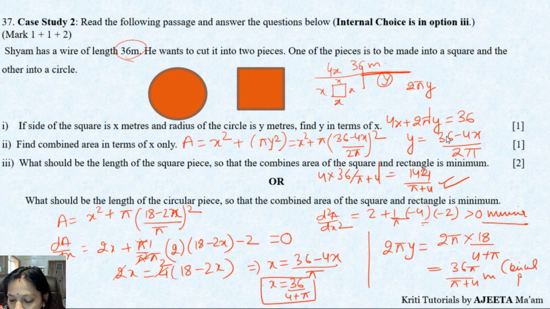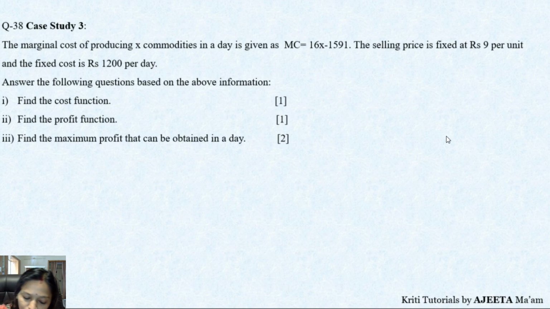So it's a simple question. The important thing is the first line only. If you make a mistake there, you make the entire question wrong. Right? Now let's move on to the last question. The marginal cost is given to you, and you have the selling price and the fixed cost, and you have to find the cost function, profit function, and the maximum profit obtained.